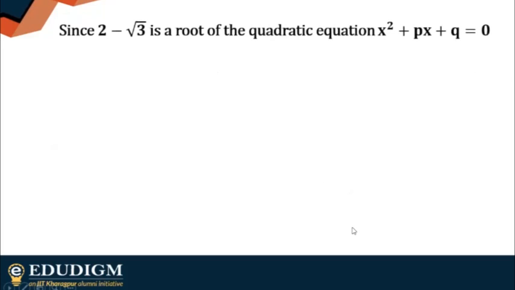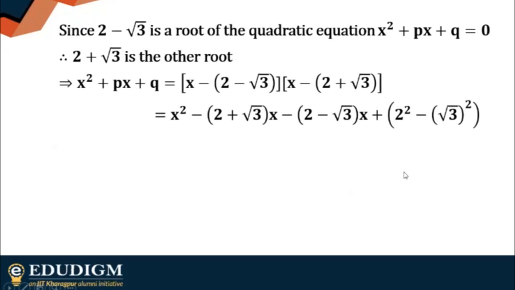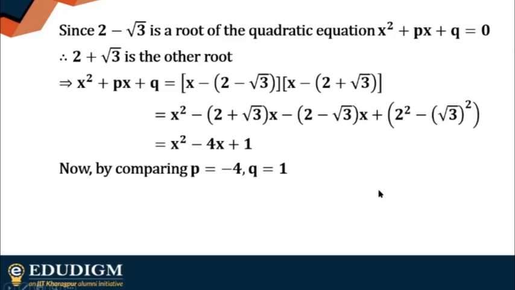As you know that 2 minus root 3 is a root. So consequently, you will have 2 plus root 3 as another root. So you can just find out the value of P and Q easily. So I've used this method here. Otherwise, you can just take the sum and the product, etc. So you can compare and get the value of P.